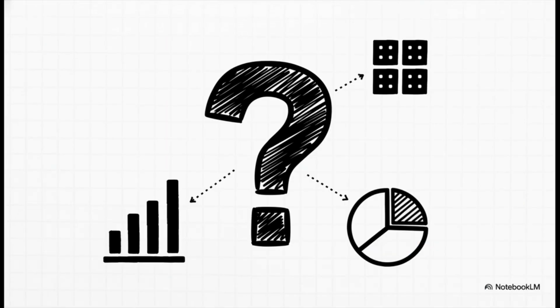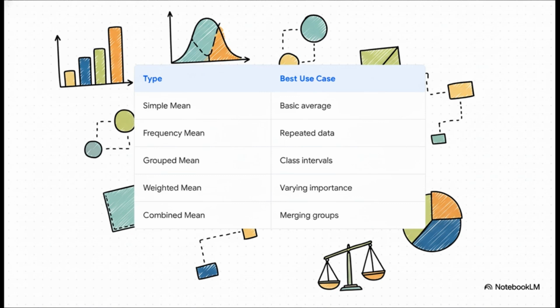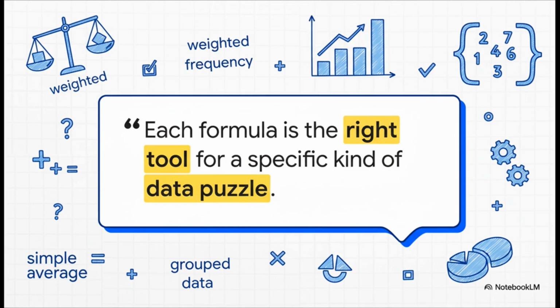Okay, so we've got all these different tools. The big question is, which one do you pick? This chart makes it simple. Each average is the perfect tool for a specific data puzzle. It all comes down to this. What kind of story is your data actually trying to tell you?